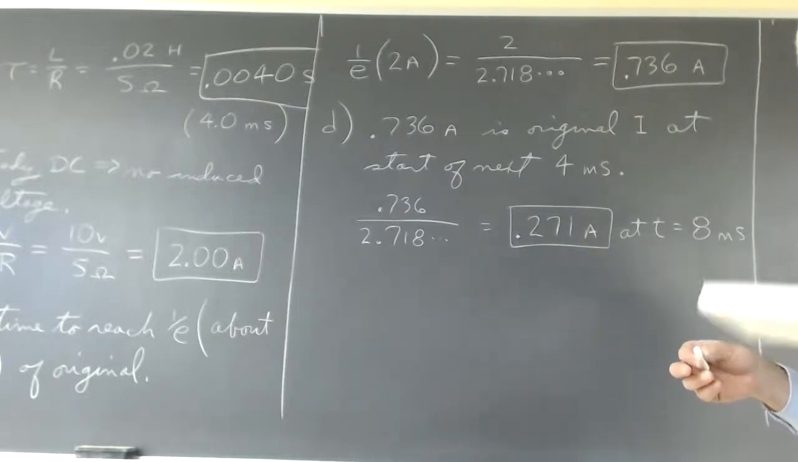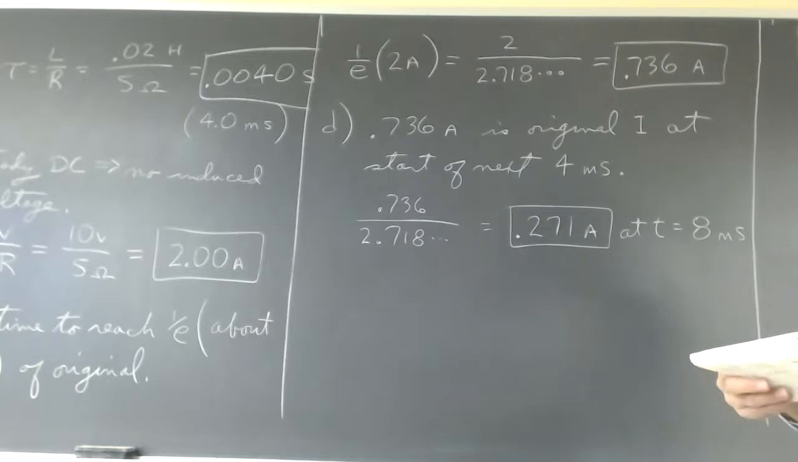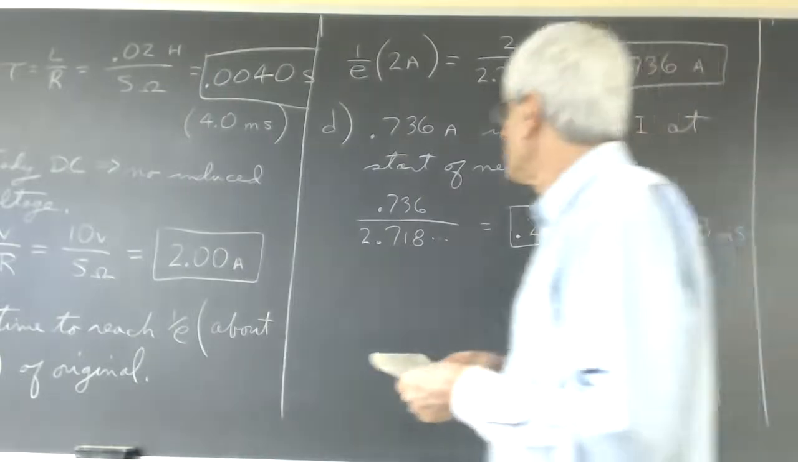Finally, part E. This time it's not an even number of time constants. So this time you really have to get out the formula and use the e to the x button on your calculator and so forth.